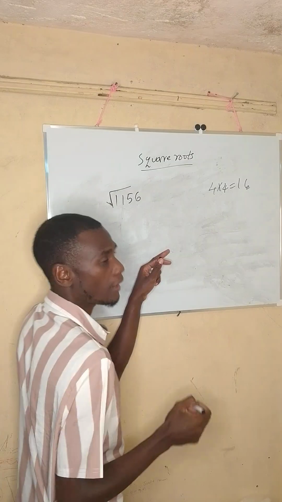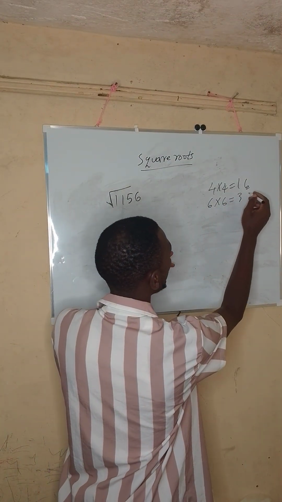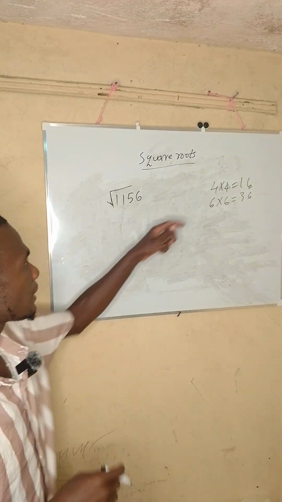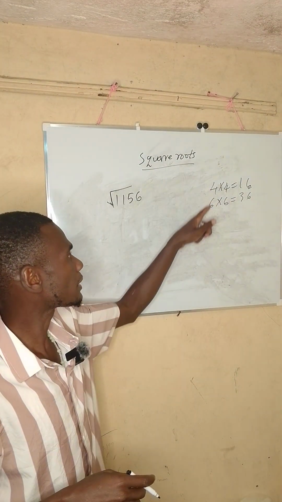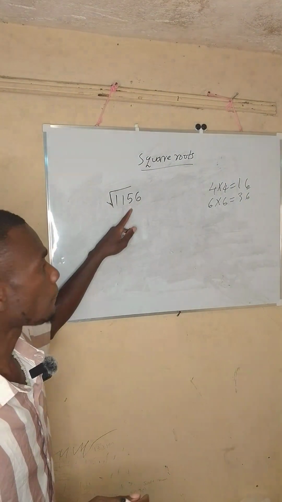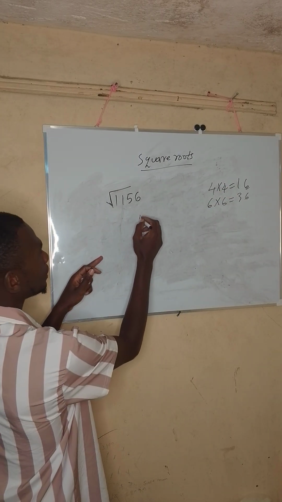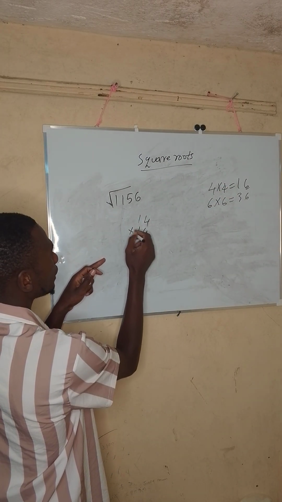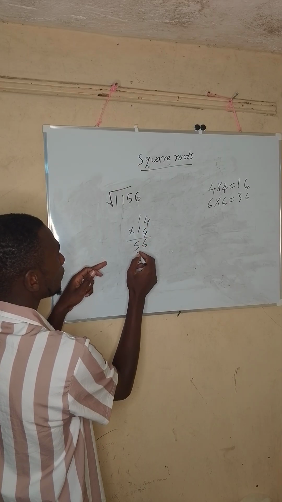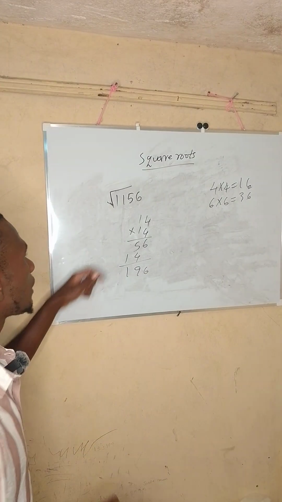So there is 6 there. Another one is 6 itself. If you multiply 6 times 6, you will get 36. So already you have those two numbers, 4 and 6. You are going to play with these two numbers to give you this number. So if you start with 14, let me say 14 times 14, that is 16, carry 1, 4, 5. This one gives you 196. Still very far from this number.